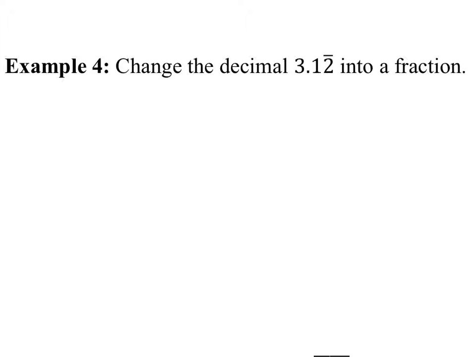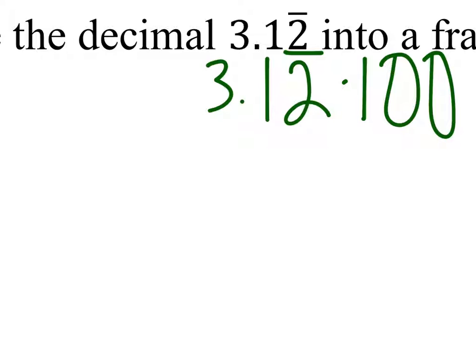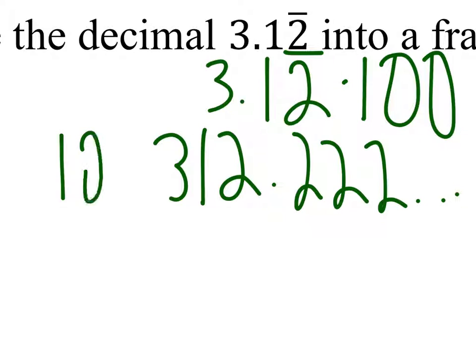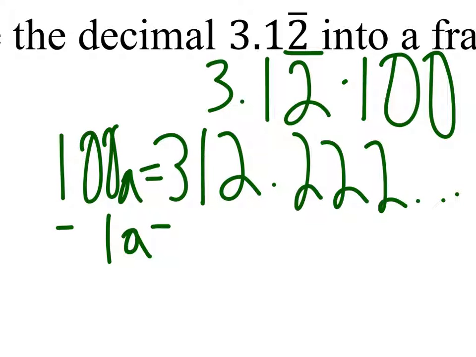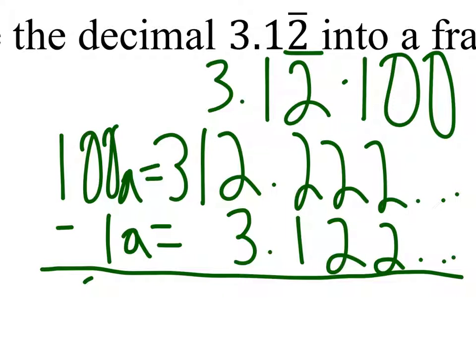Excellent. Change this decimal into a fraction. Good luck. Okay, so first we have to times 3.122 continuing by 100, and then that means it gets to 312.222, and then we have to, oh, that's what 100a equals. And then we have to minus 1a, which equals 3.122. And then that equals 99a.